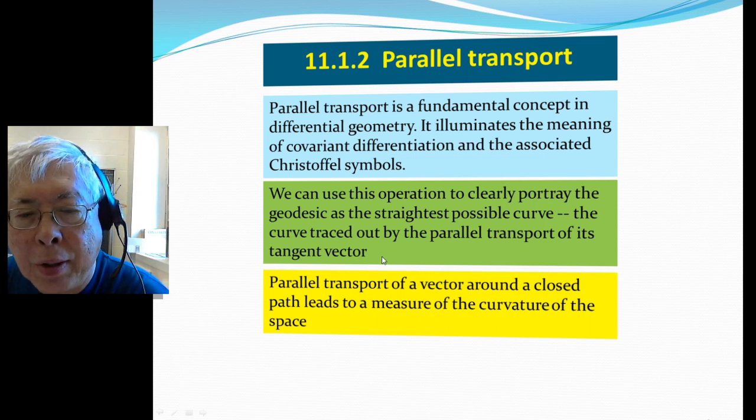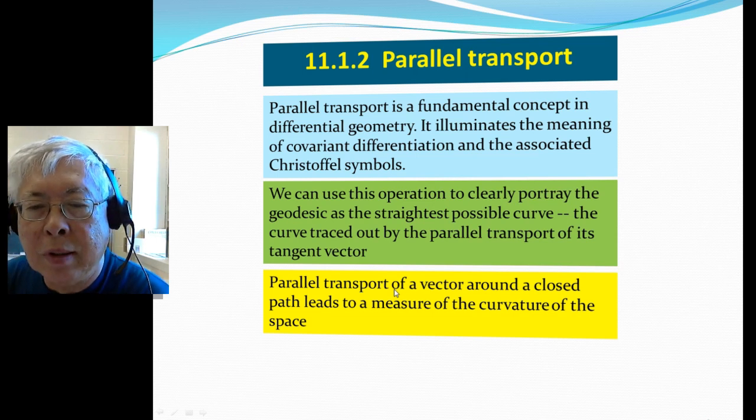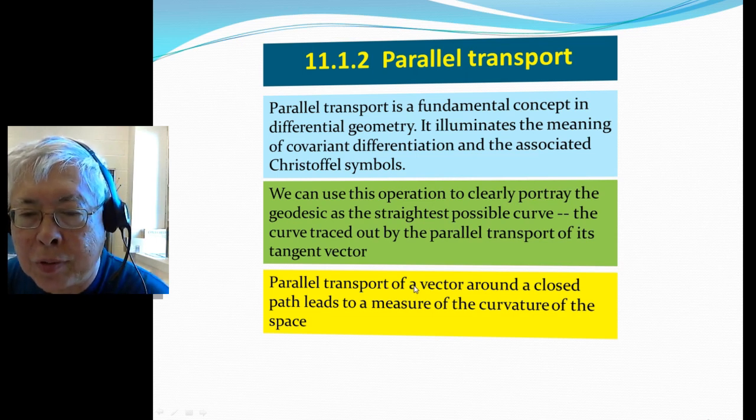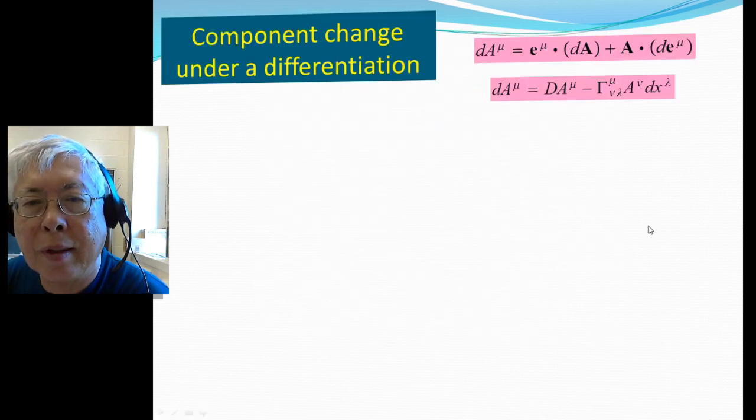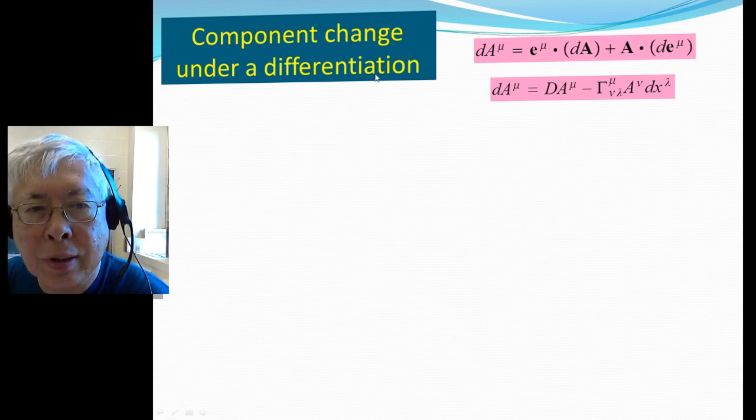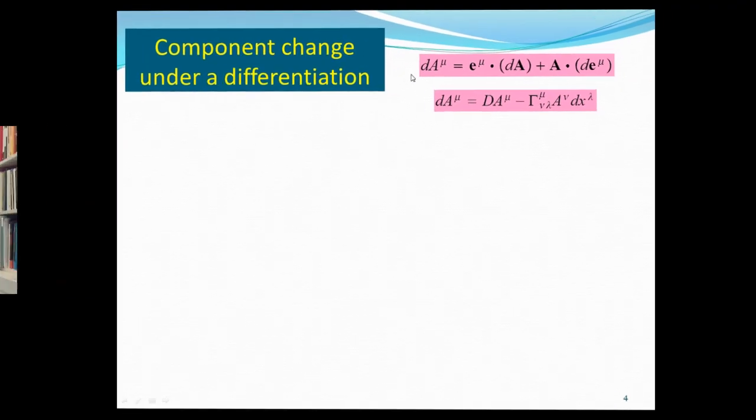and also a paratransport of a vector around a closed path will lead to a measure of the curvature of space, which we will use to derive the Riemann curvature tensor this way. So now we're going to talk about the component change under differentiation. Okay, I will copy down these two equations we did before: the ordinary derivative, with two terms, which is also related to covariant differentiation and the Christoffel symbol.